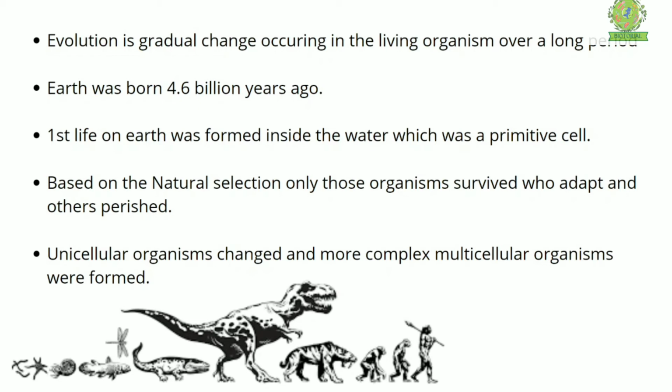Although the earth was born 4.6 billion years ago, life did not come into existence in just a few years. The first life on the earth was formed inside the water, which was a primitive cell also known as protoplasm. Based on natural selection, only those organisms survived which were adapting to the environment and the others were killed or perished. The unicellular organisms changed and became more complex in structure by forming multicellular organisms.